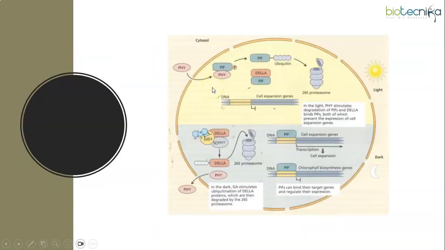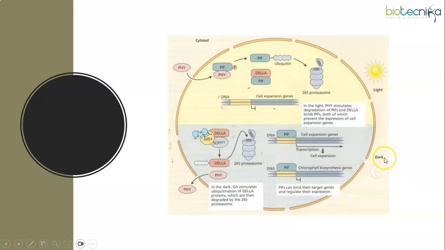Next point. If you see in the light condition and dark condition, what you can see is that we have phytochrome coming inside, which will be phosphorylating the PIF and they will be targeted for degradation. So the cell expansion genes will be inactive during the light phase.